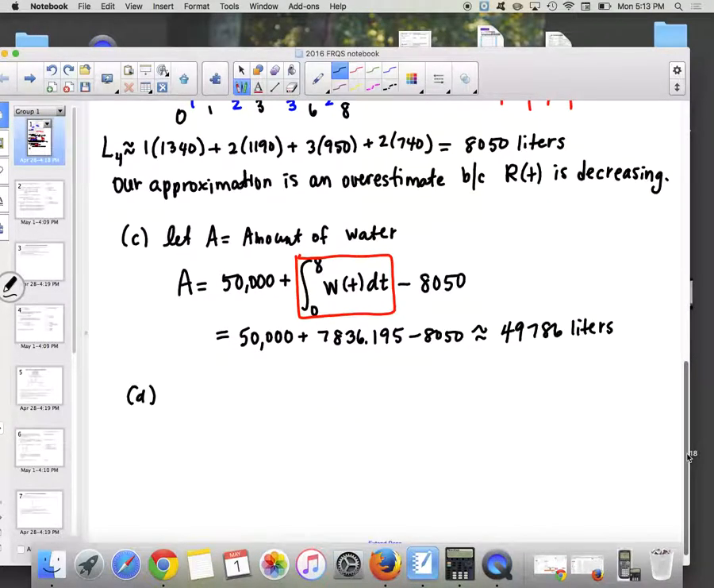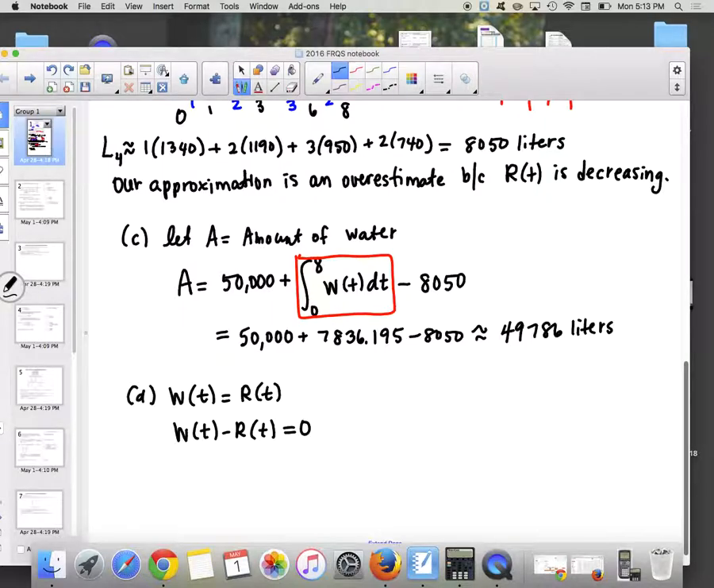Okay, so this is a little bit tricky. So we want to know when W of t is equal to R of t. And all we have to do is prove that there's a place where that happens. Okay, so if you think about some of the theorems we know, the theorem we're going to need for this one is the intermediate value theorem.